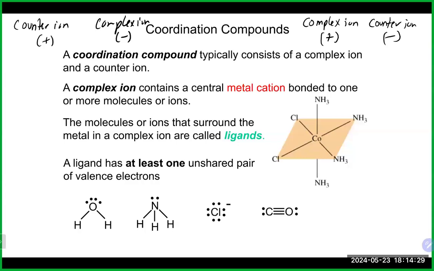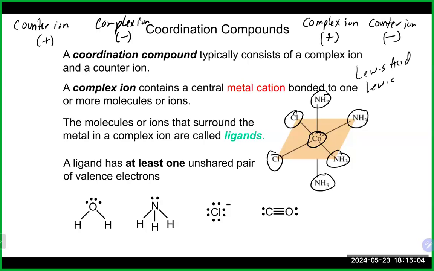Now, a complex ion, as I mentioned before, is typically a metal, a lot of times a transition metal with a positive charge, which makes it electron deficient, and a bunch of ligands, which are Lewis bases, that are able to donate a pair of electrons to our deficient metal. So a lot of times we look at the complex ion part as a Lewis acid-base situation, where our ligands are donating electrons over to the deficient metal.